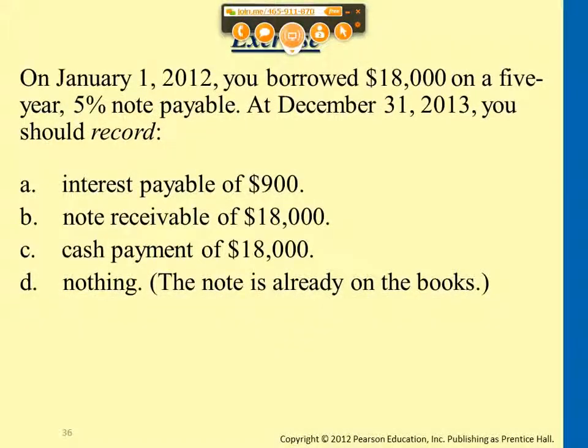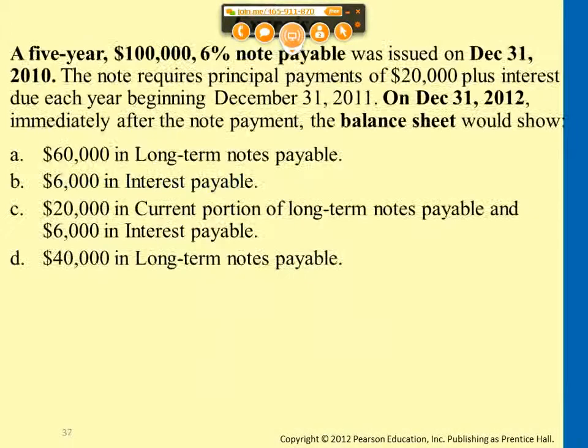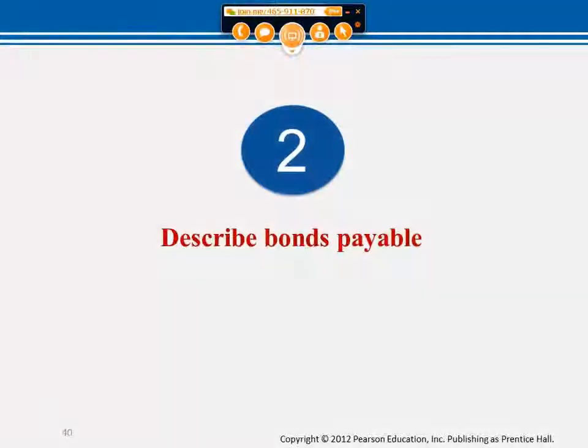All right, I'm going to move on to bonds. I'm going to come back to this problem when we have time. Describe bonds payable as another type of long-term liability. So far we talked about long-term notes payable. We talked about mortgage payable.